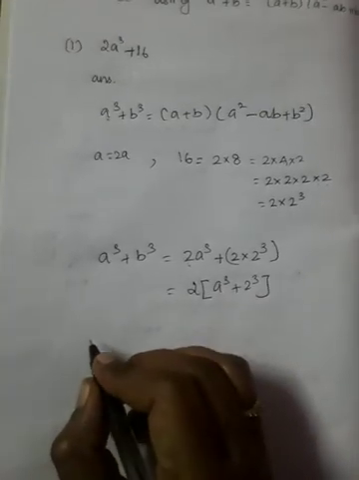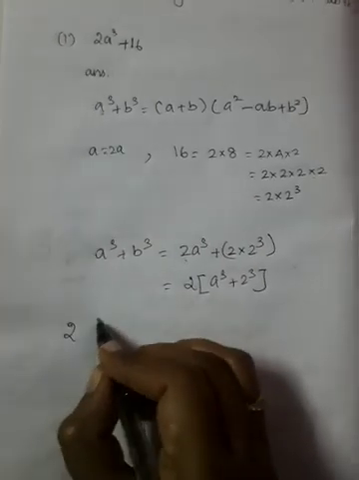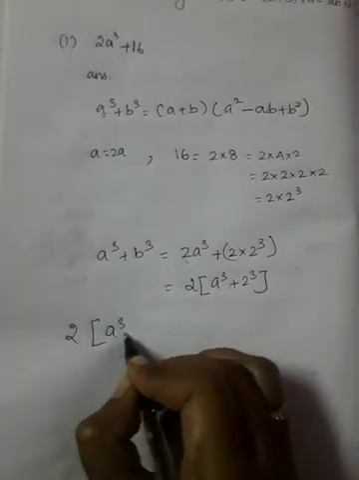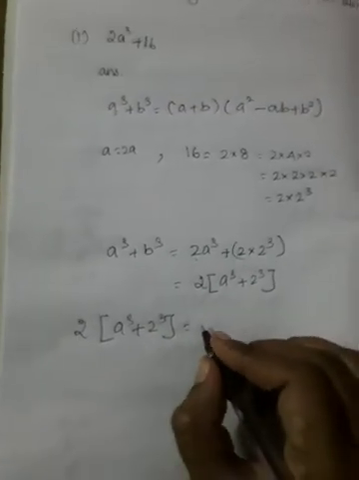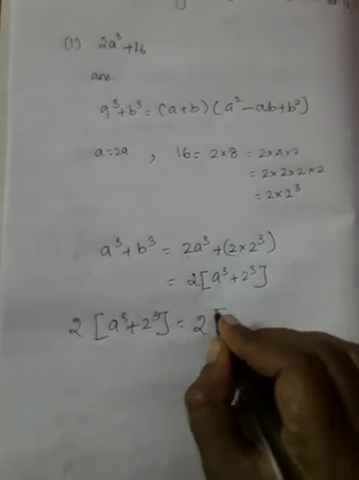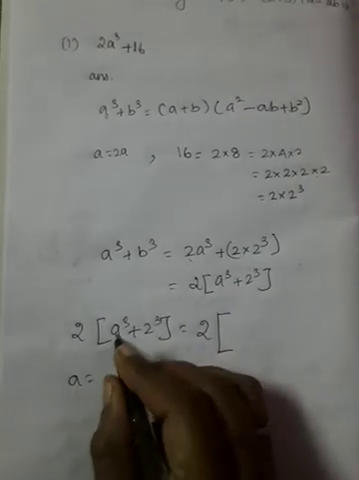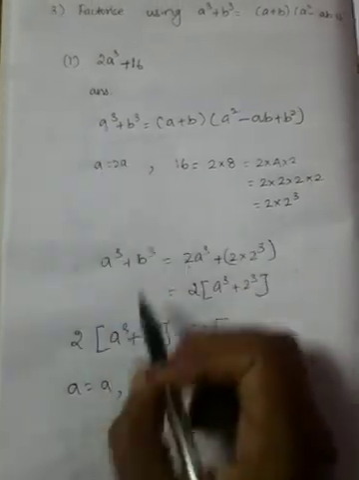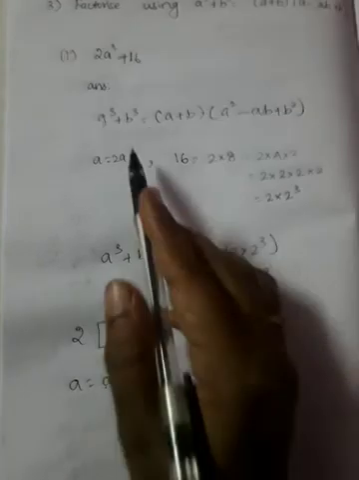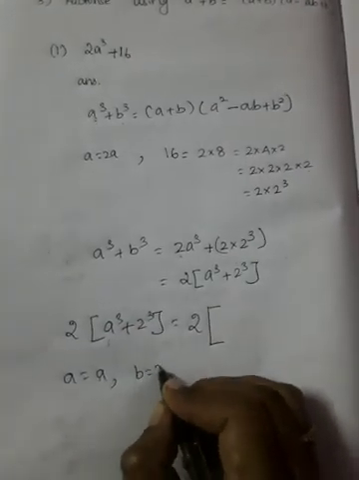Okay. Now the formula is a cube plus b cube. So 2 you just keep as such. You just apply the formula to what is inside the bracket. So 2, put a bigger bracket. After that, in the place of a, what is there? a only. Compare this to a cube, so a is equal to a. In the place of b, what is there? 2. So b is equal to 2.